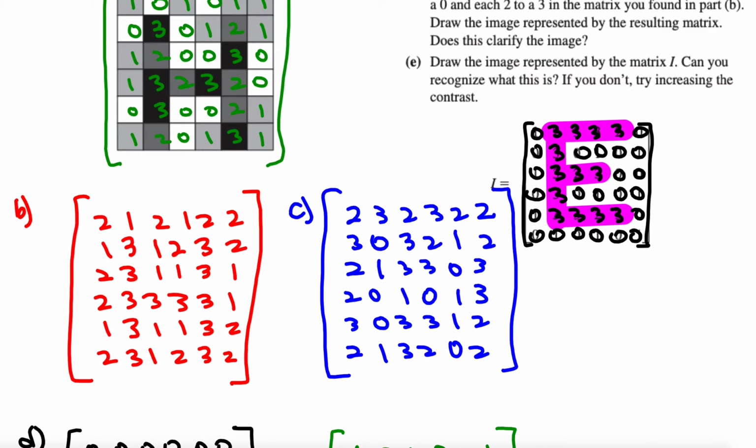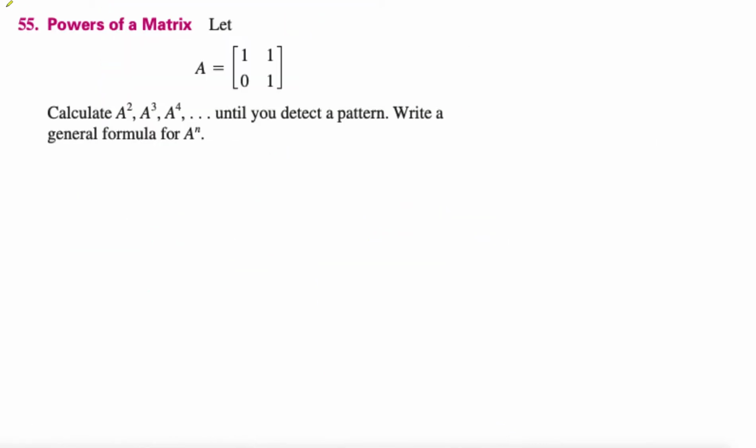Let's look at the next question. Powers of a matrix: they want us to calculate A squared, A cubed. Basically, we just continue multiplying A by itself. For example, I don't know what the answer should be, so I'm just going to do A squared. That means I'm going to do 1, 1, 0, 1, multiplied by another 1, 1, 0, 1. So let's see what we end up getting.